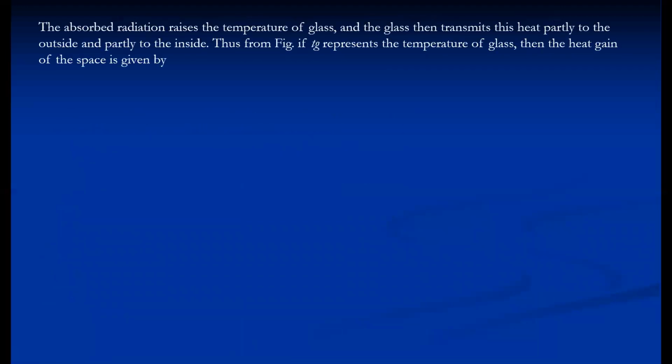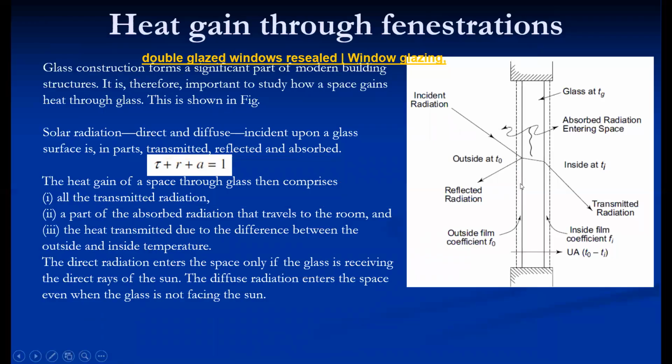The absorbed radiation raises the temperature of the glass, and the glass then transmits this heat partly to the outside and partly to the inside. If we see this particular figure, due to absorbed radiation the glass temperature increases, and this glass is exposed to the outside air as well as the inside air. So partly heat is released to the outside air, and some part is released to the inside air.